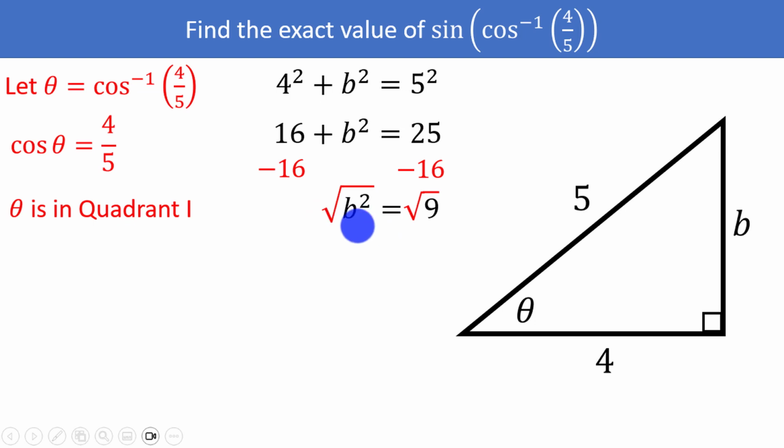We can take the square root of both sides. We will get that b is equal to plus or minus 3. And of course, if we are in quadrant 1, then this is going to have to be a positive b, right? So we're going to be positive 3 here, okay?